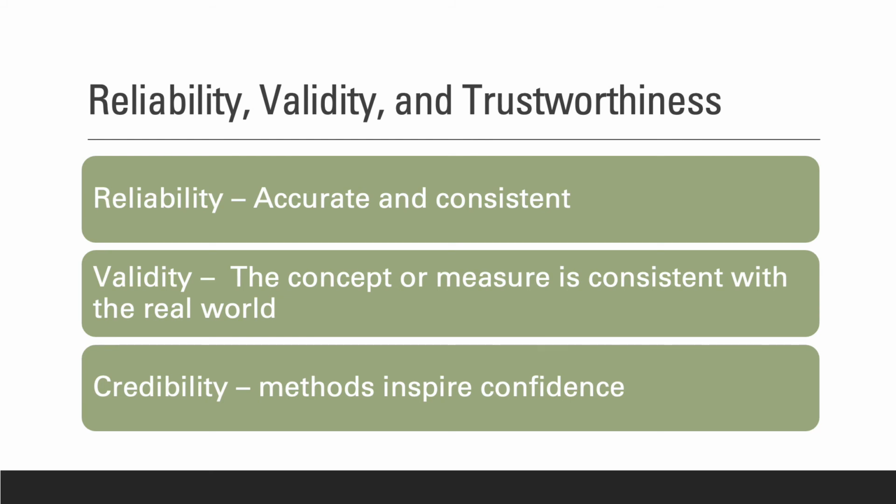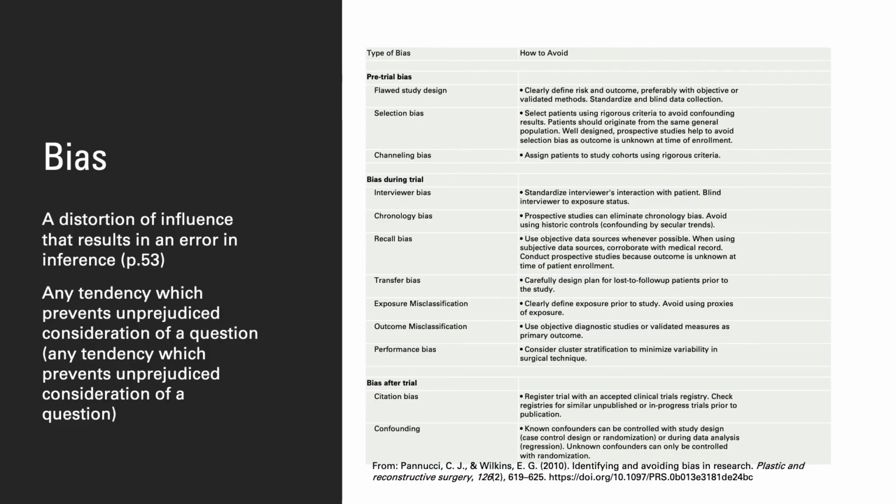Finally, credibility is important in qualitative methods. It is important for the work to be credible, and for this, the methods must inspire confidence that the results are truthful and accurate. Bias is defined in your textbook as a distortion of influence that results in an error of inference. Another definition is any tendency which prevents unprejudiced consideration of a question.